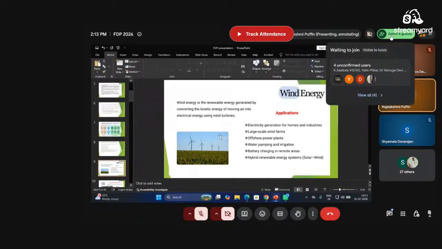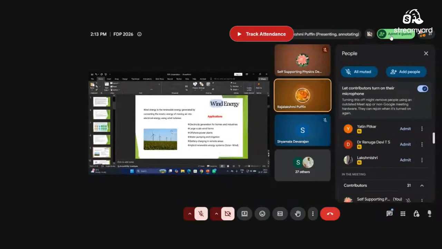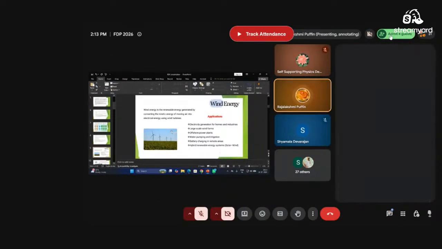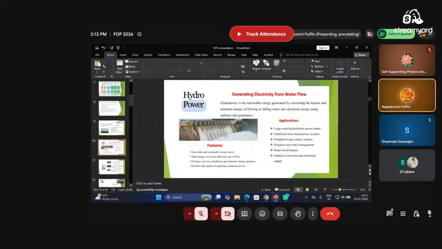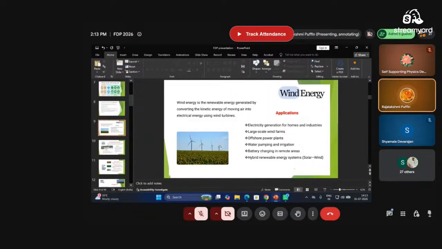So where can we use it? We can use it for charging this battery, or we can go for an offshore power plant, a large scale wind farm, or water pumping and irrigation like that. So we have so many things. And apart from that, this is also a renewable energy system that comes under this one.